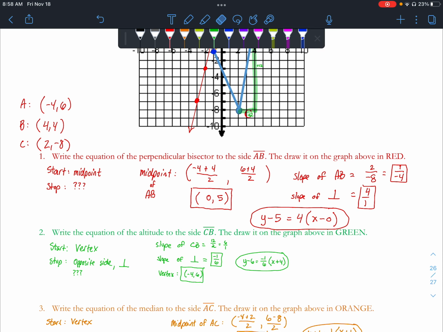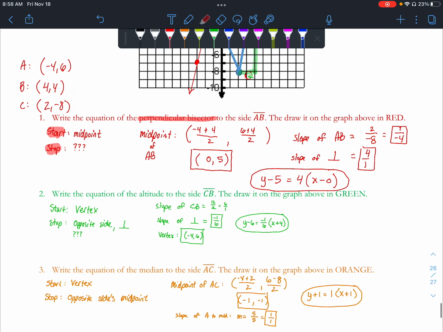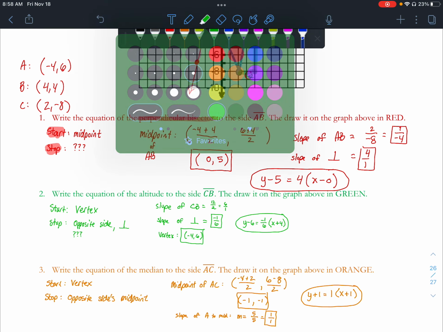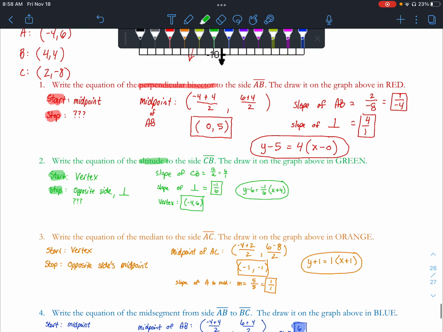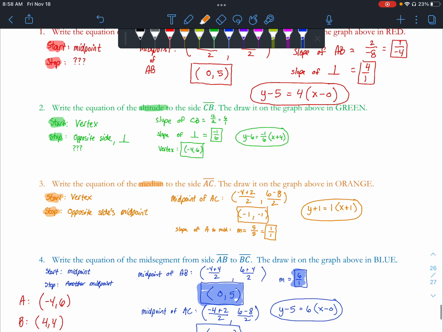Huge emphasis on things that you need to know. I can't emphasize this enough, actually. You need to know a perpendicular bisector, specifically where it starts and where it stops. You need to know what an altitude is, where it starts, where it stops. You need to know what a median is, where it starts, where it stops. And then you also need to know your mid-segment, where it starts and where it stops.